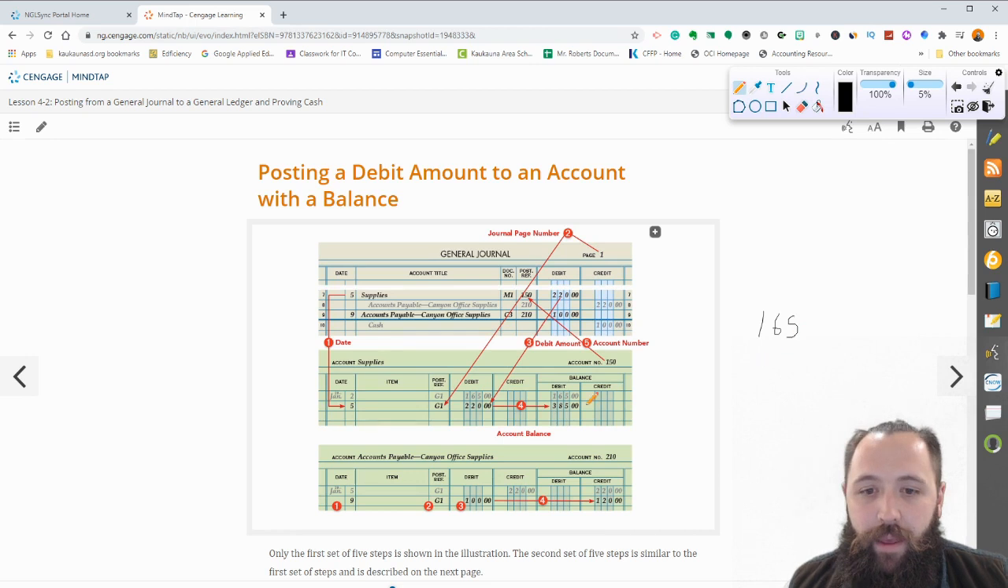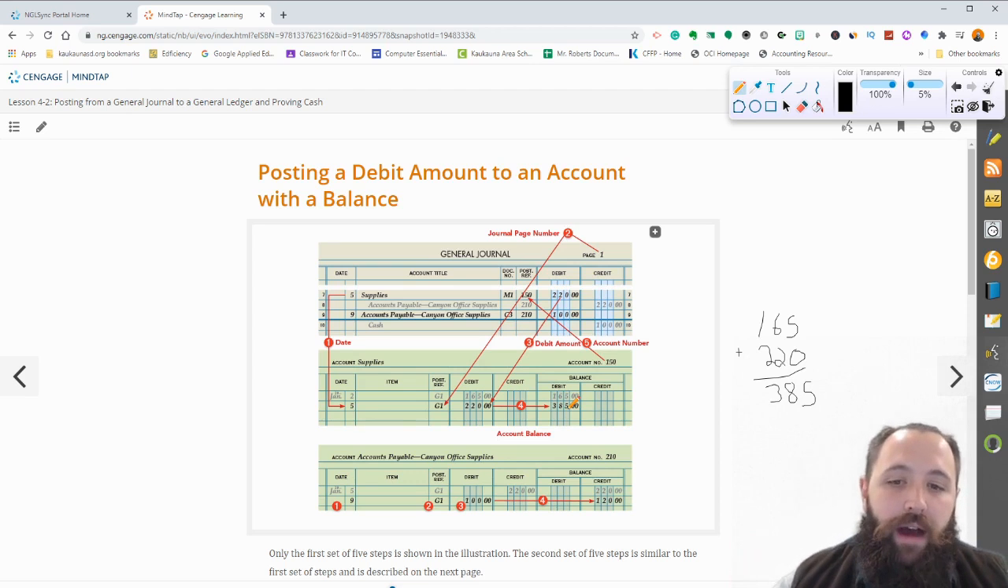All right, so now what happens is we debited this another 220. So we took the 165 plus the 220, okay, and what do we get? Well, we get 385. Okay, so this is our new balance. Remember, this supplies account is totaling up the balance of our supplies here, right?